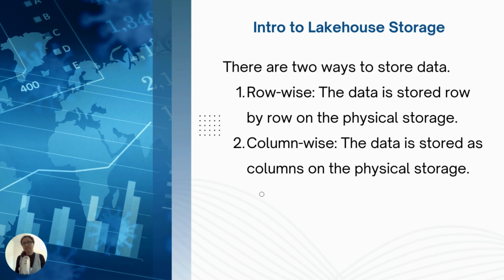There are two ways of storing data: row wise and column wise. Before going to any storage details, let us understand how data can be stored in our data storage. Row wise means the data is stored row by row on the physical storage, and column wise means the data is stored as columns on the physical storage.